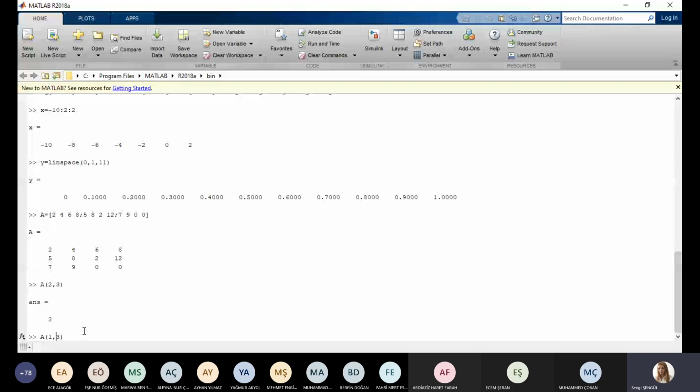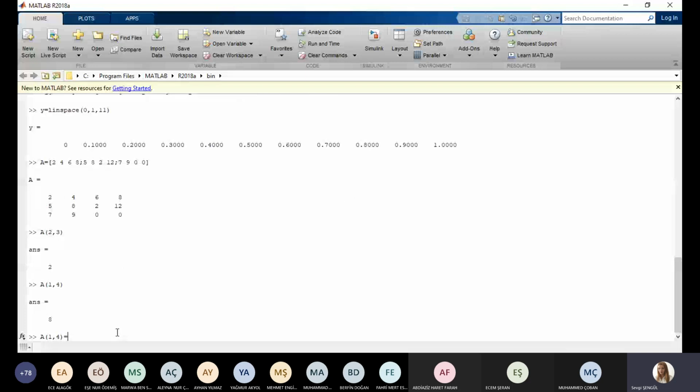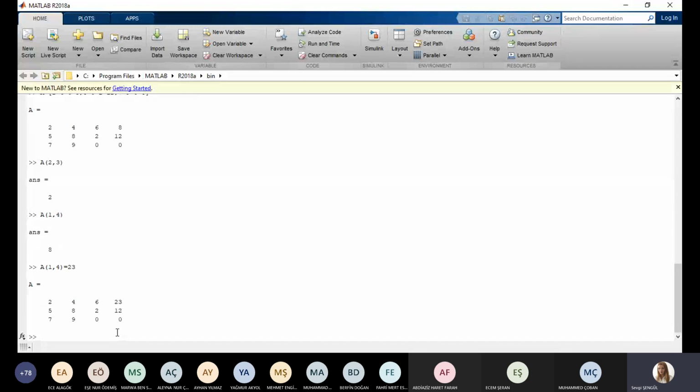Again, you can change that one. You can say that this is equal to 23. It will change this 8 with 23. So you can do these vector operations and matrix operations easily in MATLAB. Any questions so far?